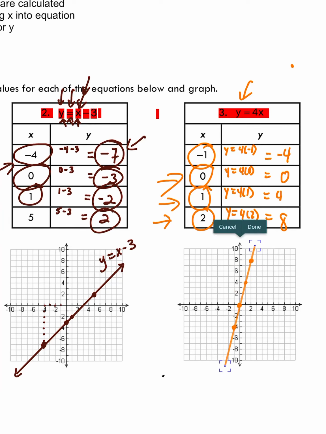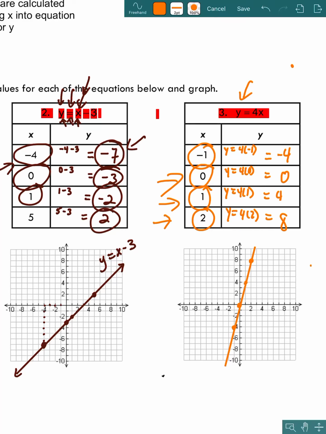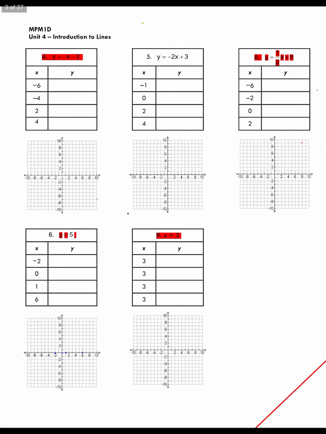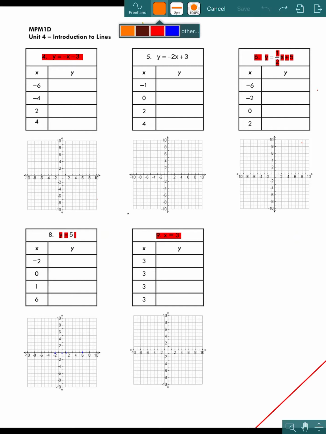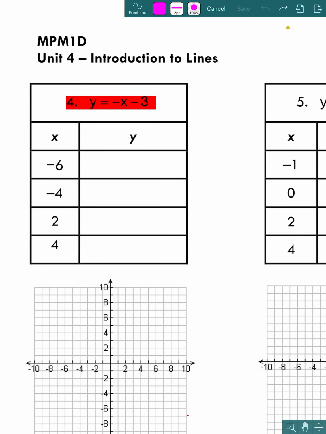Nice straight line, use a ruler. Put an arrow on either end and label it y equals 4x. All right. The next one I want to look at here says y equals negative x minus 3.